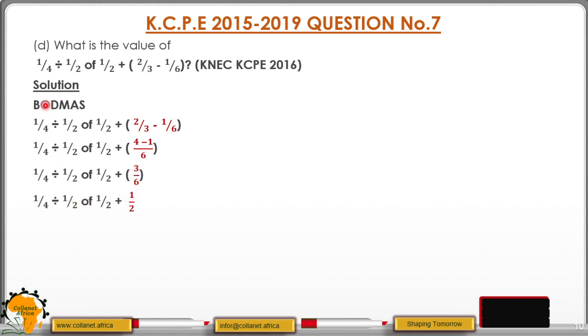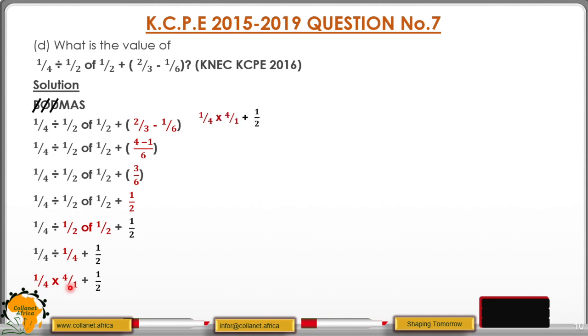Then after you are through with the bracket, we move to of. So of, you multiply this and that one, so you get a quarter here and you leave it there. After we are through with of, we go to division. So for the division, you take the 2, then you put a multiplication and you get the reciprocal of this fraction to get 1 over 4 multiplied by 4 over 1. So by 2, 1 by 4, 1 by 4, 1. This one will give you a whole number 1.